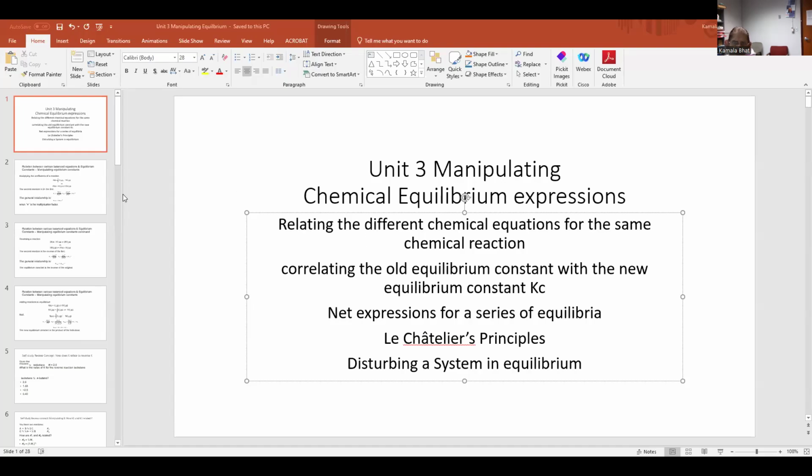Last unit for chapter number 15: manipulating chemical equilibrium expressions, disturbing the chemical equilibrium systems, and then predicting the direction for reaching equilibrium after the system is disturbed. And with that, we have the sharing of the screen. And here we come to the third part of the unit.